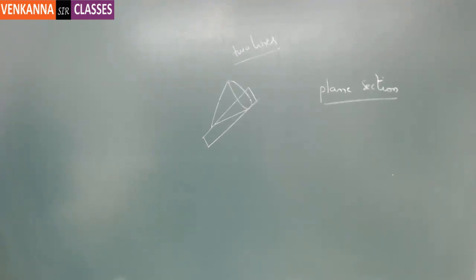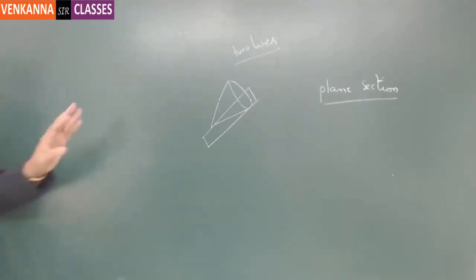So all these are nothing but the horizontal intersections. If it intersects vertically, definitely you will get lines. Two lines you will get. Agreed? Exactly.